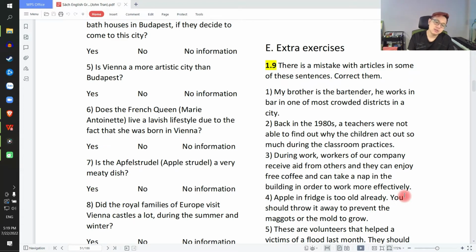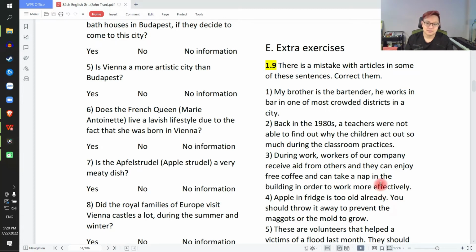Trong công việc, những công nhân trong công ty chúng tôi nhận được cái trợ giúp từ những người khác và họ có thể hưởng cái cà phê miễn phí và có thể take a nap là ngủ trưa, tạm ngủ chút xíu trong cái tòa nhà này nè, this building, in this building, in order to work more efficiently, để mà có thể làm việc một cách hiệu quả hơn. So number 3 is all correct.